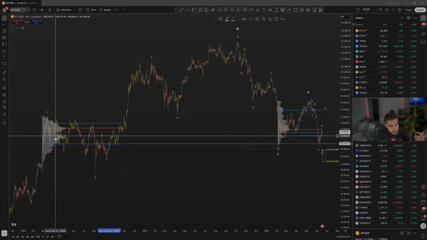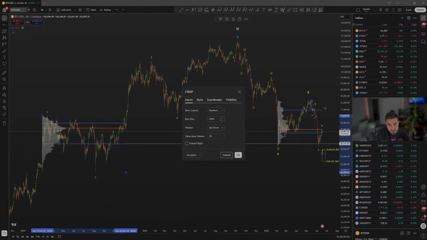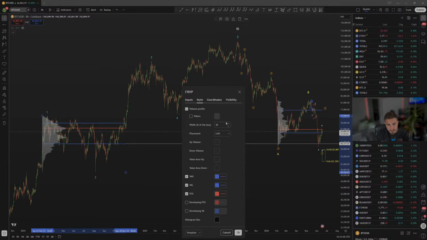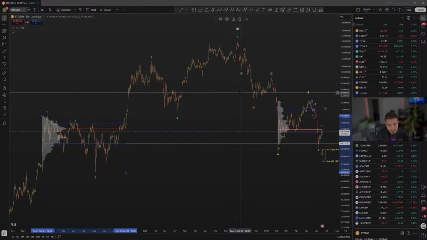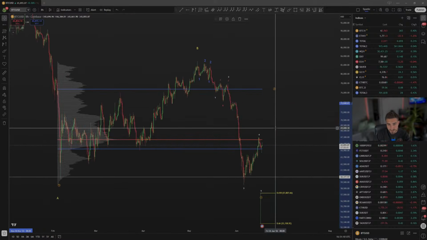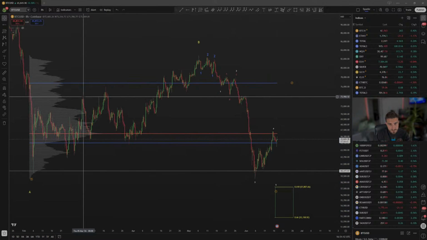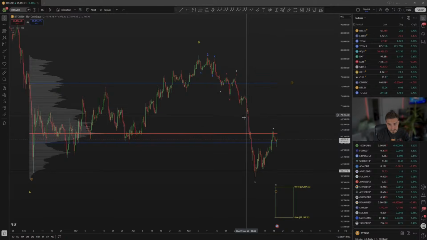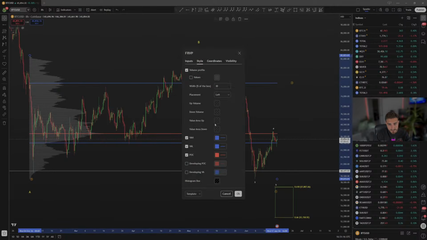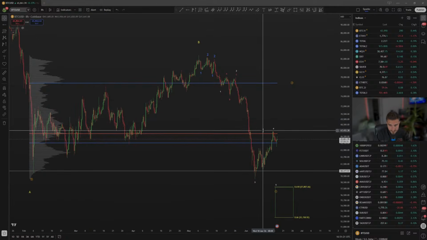My volume profile settings, man, are very simple. I just have 1,000 row size. That's it. And then I just take off developing. It's very simple. Nothing crazy going on, right? And for me, it's less about what's going on here. A lot of people have their value areas, but for me, it's more about the value area high, POC, value area low.